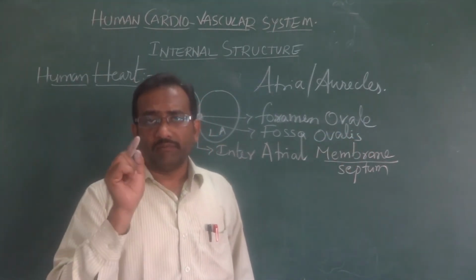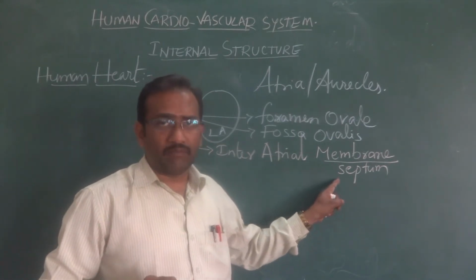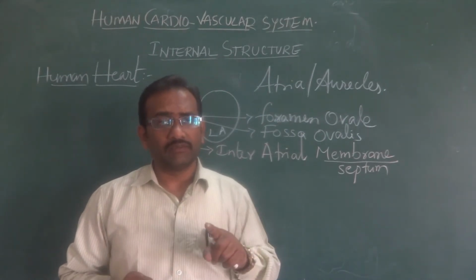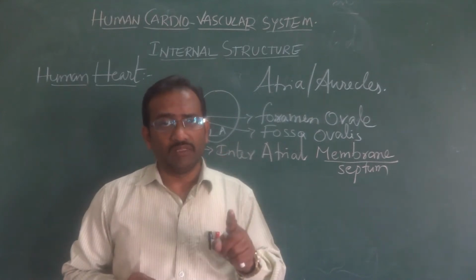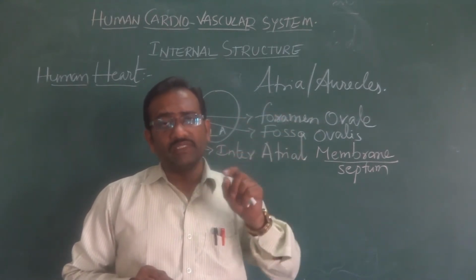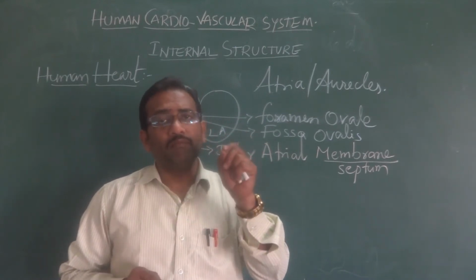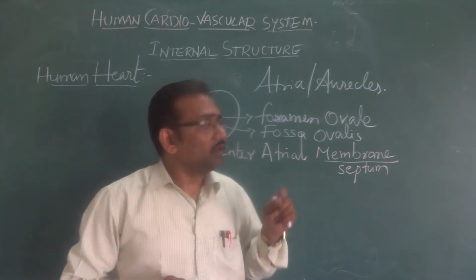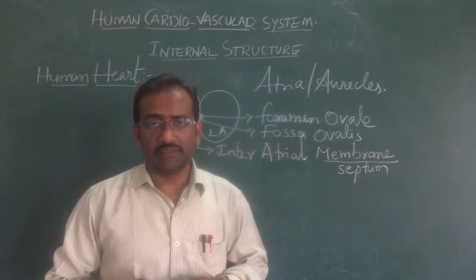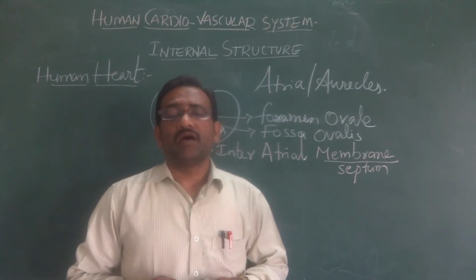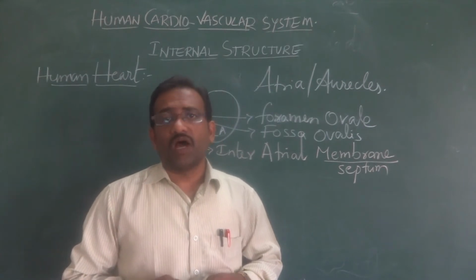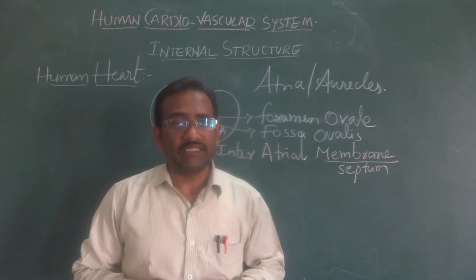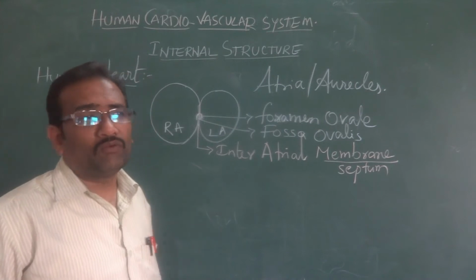The hole present on the interatrial septum in the fetus is called the foramen ovale. After birth, when the lungs become functional, the hole closes with a membrane. Then it makes a mark of a depression, which is called the fossa ovalis. In some cases, the fossa ovalis is not formed because the foramen ovale cannot close properly. That condition is known as patent foramen ovale.